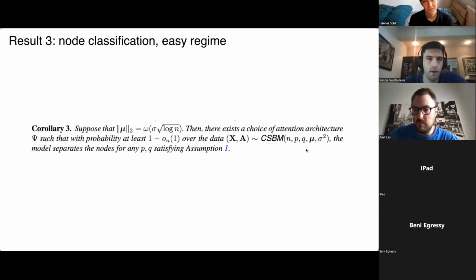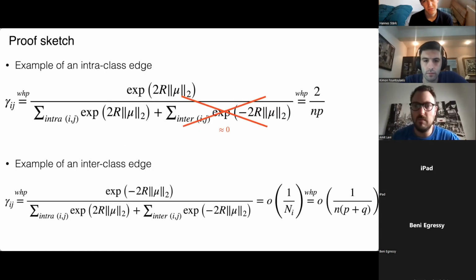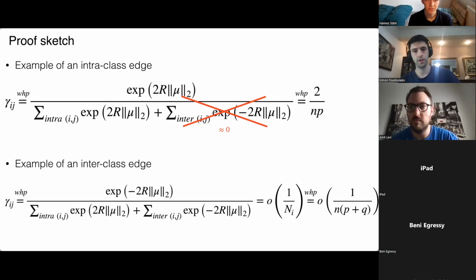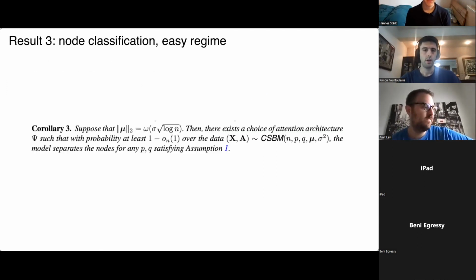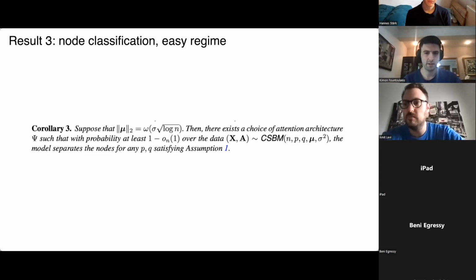So why do you need it? Do you need it in the theorem? I mean, no, it's not really important. I guess your question has to do with the next slide. Does this two make a difference in the node classification result? No, it doesn't. I was just a bit unnecessarily precise there, I guess. It's not needed there.